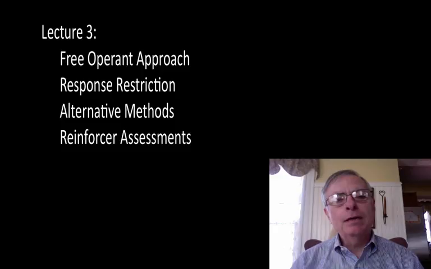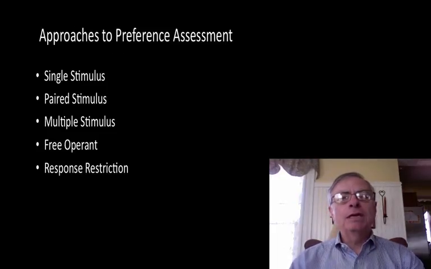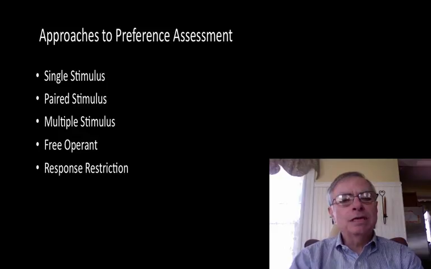Today we're going to talk about the free operant approach, a response restriction approach, an alternative method for preference assessment, and then we're going to touch briefly on reinforcer assessments. So let's begin. The first thing is when we talk about approaches to preference assessment, there are generally 5 different types: the single stimulus, the paired stimulus, the multiple stimulus, the free operant, and response restriction, which is a term you're probably just hearing about now for the first time.